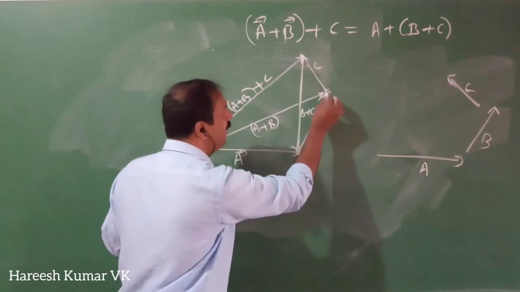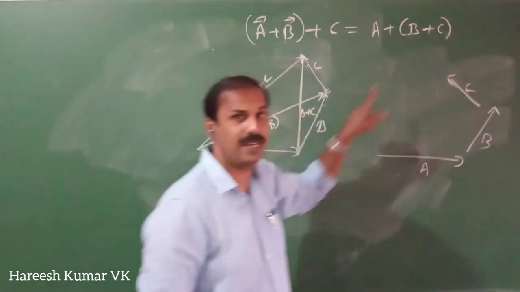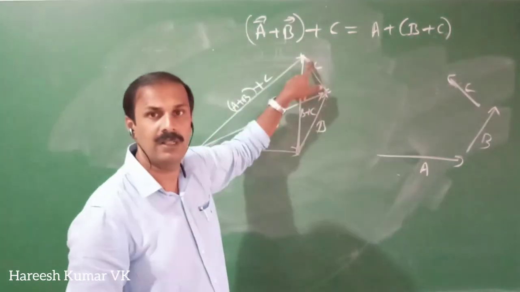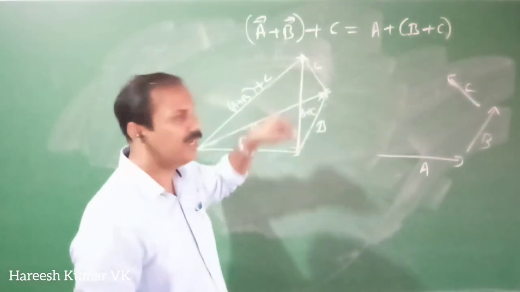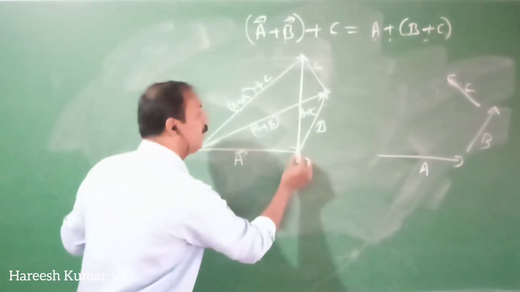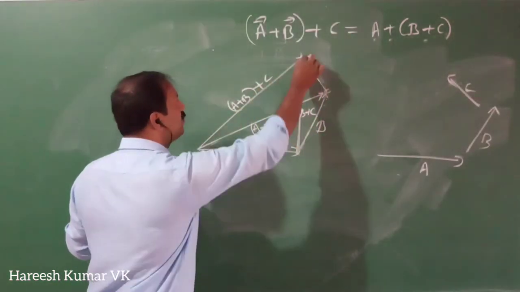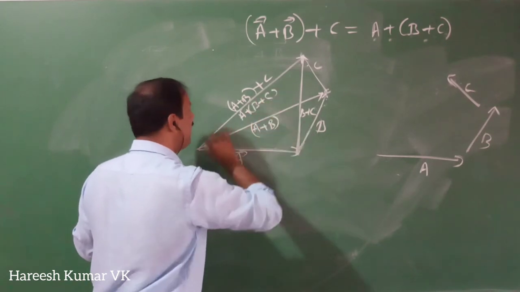This is A, B and this is C. This B plus C I did first here. B plus C. Clear? This is B, this is C. So B plus C is this one. Now what is that? A plus B plus C. So A is this one plus B plus C is this one. That is again this one only. That is A plus B plus C also coming the same.